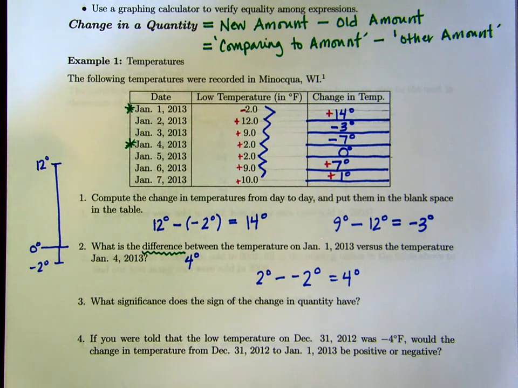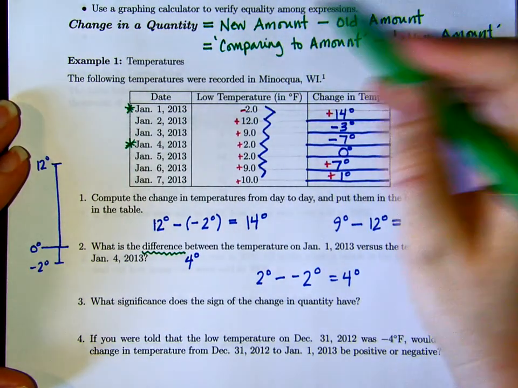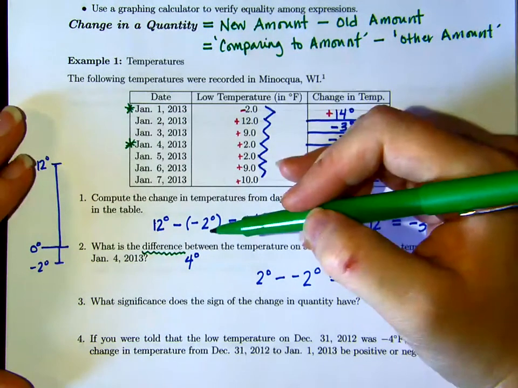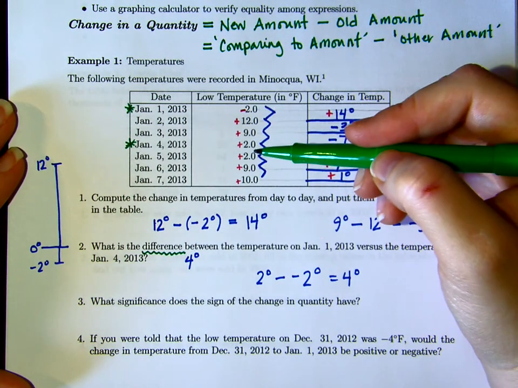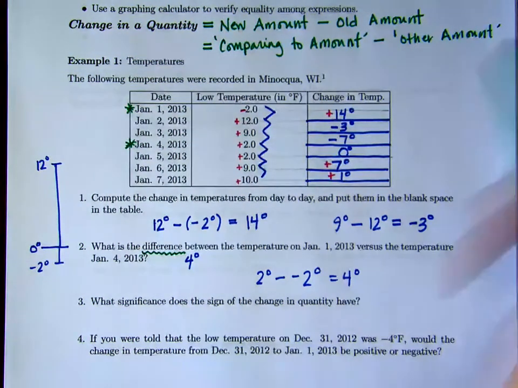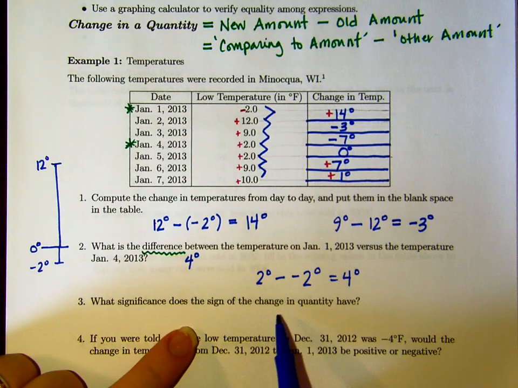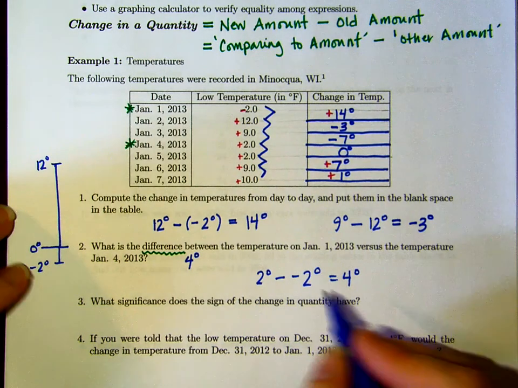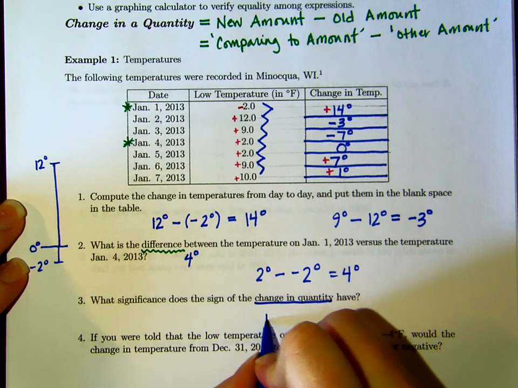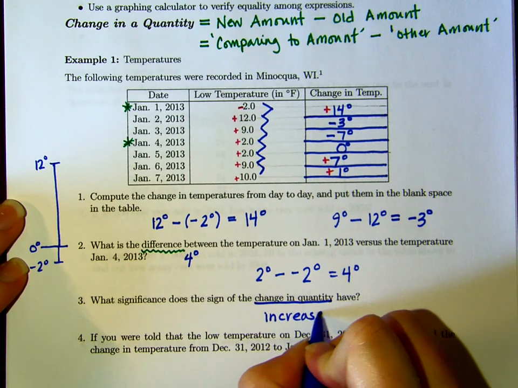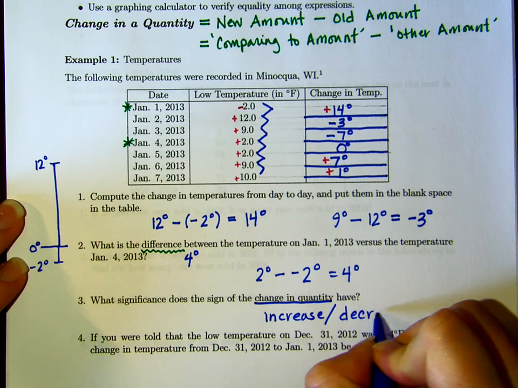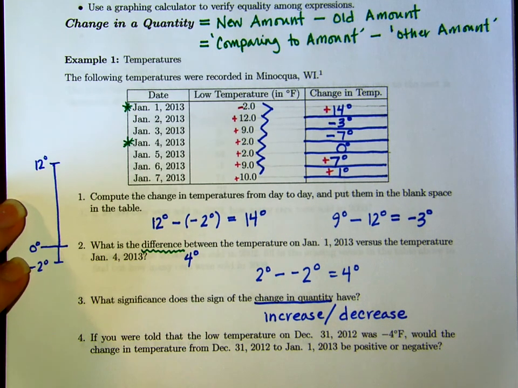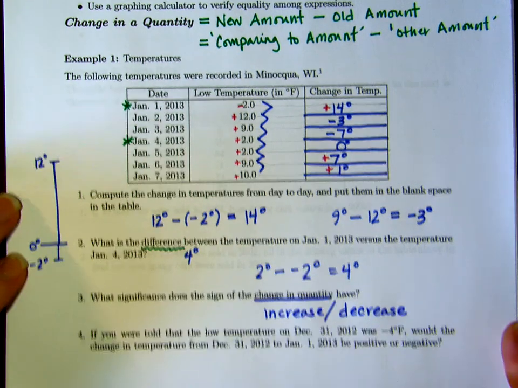And if that's the case, then we're really talking about the absolute value, okay? But in this case, we can write 4 and still use our change in quantity regardless of signs because it went from negative to positive, so it actually increased by 4 degrees. What significance does the sign of the change in quantity have? Well, because it's change in quantity, it really is indicating increase or decrease, okay?